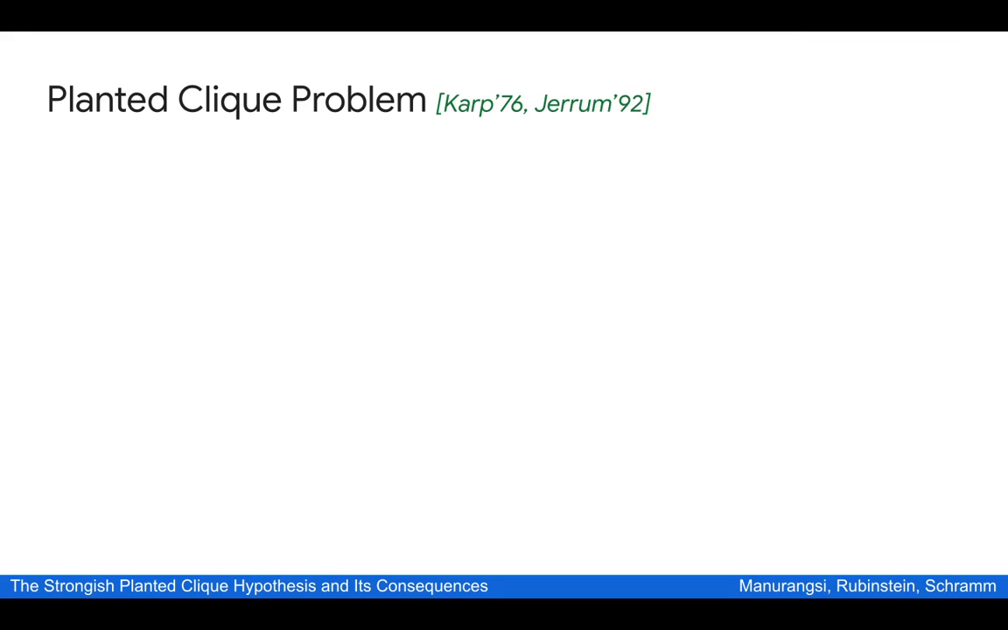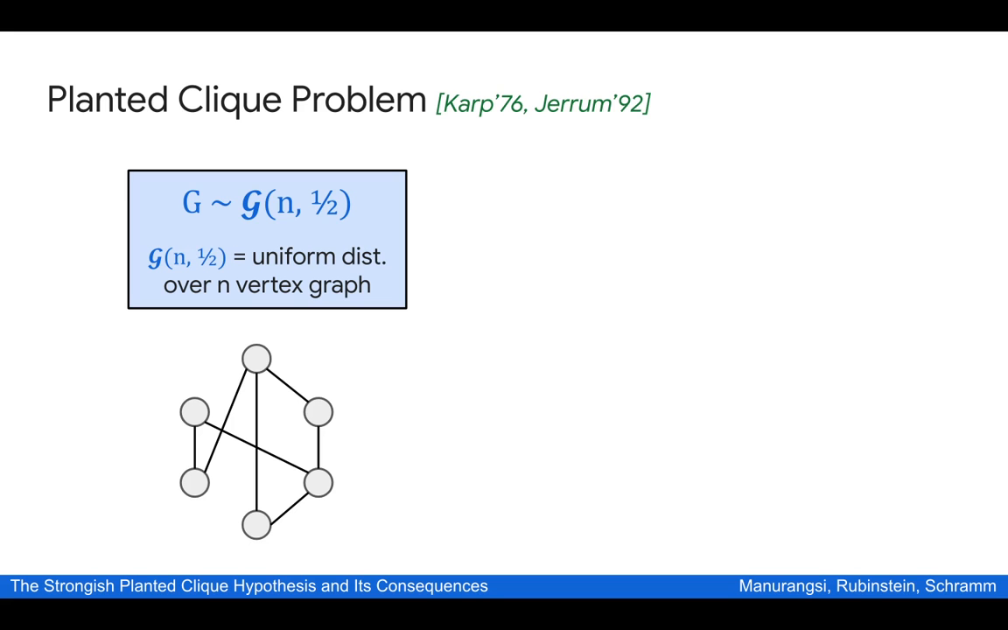So in the planted clique problem, we consider the following two distributions. The first one is the distribution Gn², which is simply the uniform distribution over all graphs with n vertices. Equivalently, you can think of this distribution as each edge in the graph being present with probability 1/2 independently.